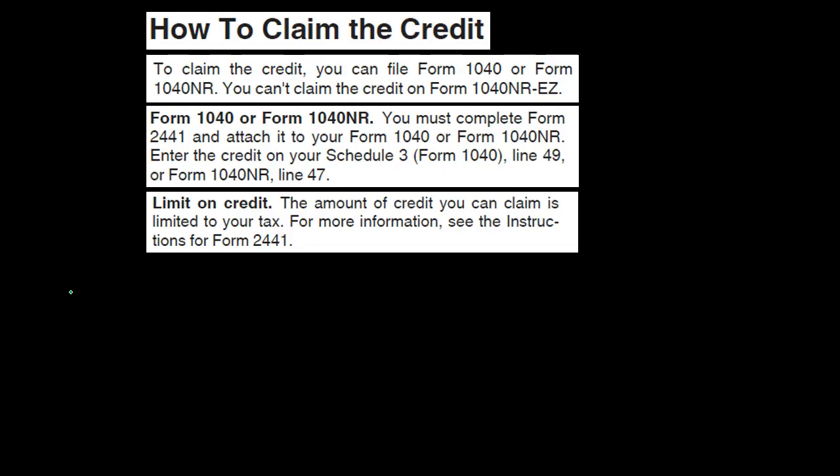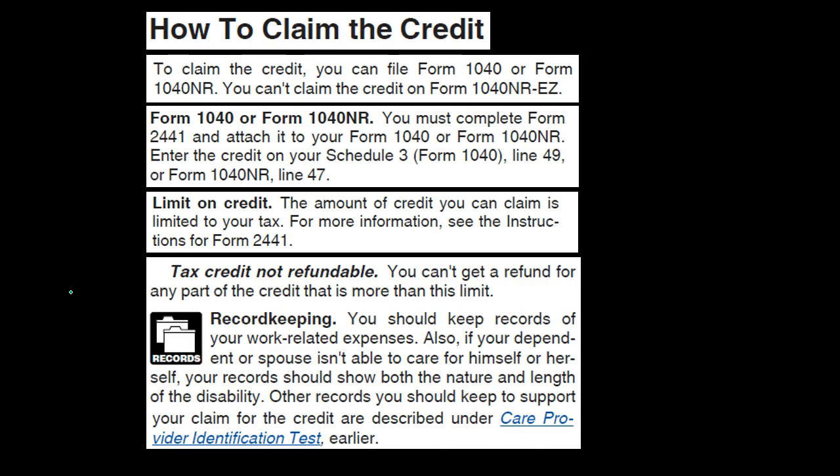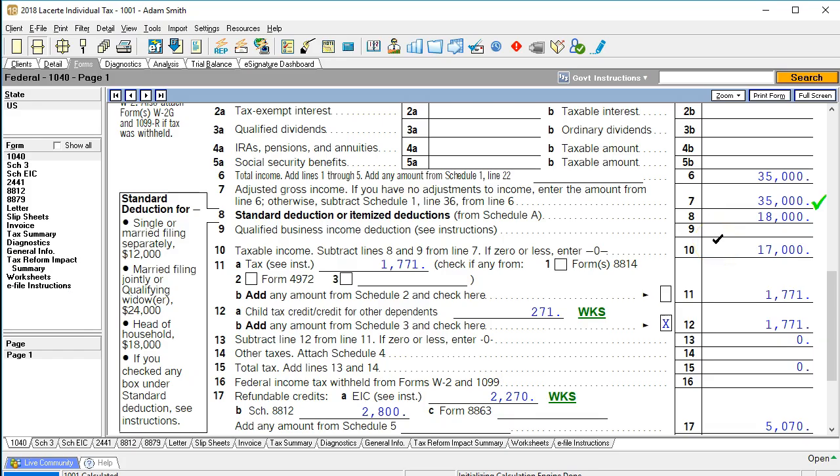Back to the text. Limit on credit. The amount of credit you can claim is limited to your tax. For more information, see instructions for Form 2441. Tax credit not refundable. You can't get a refund for any part of the credit that is more than this limit. Note that if we don't have any tax liability, we may not be able to take this credit.